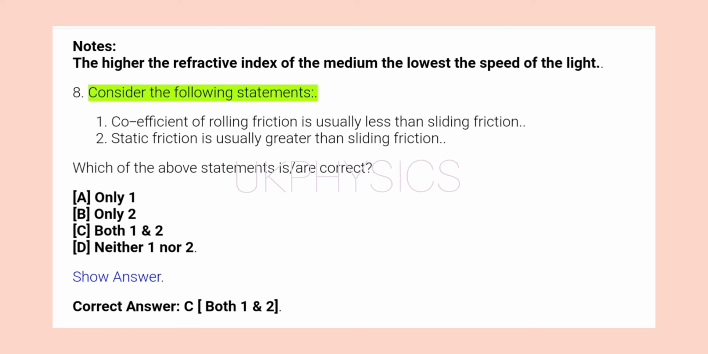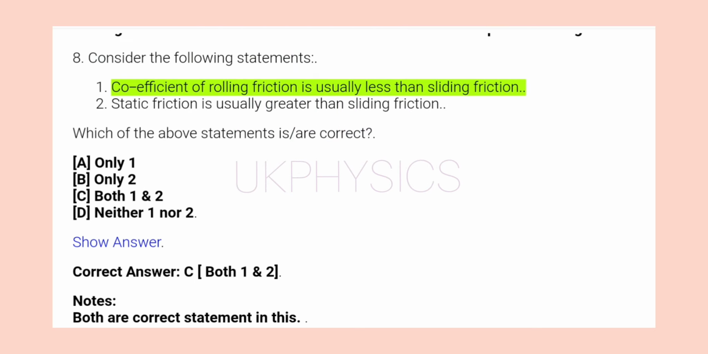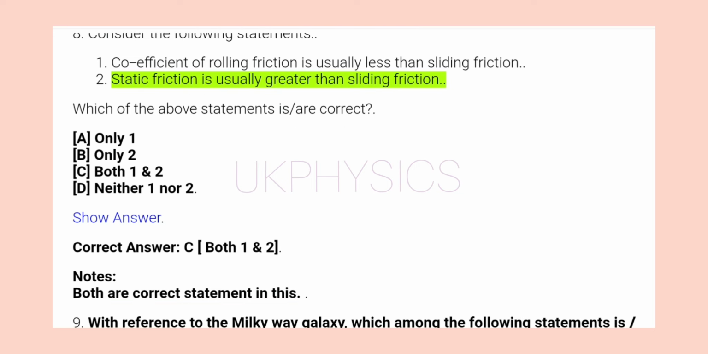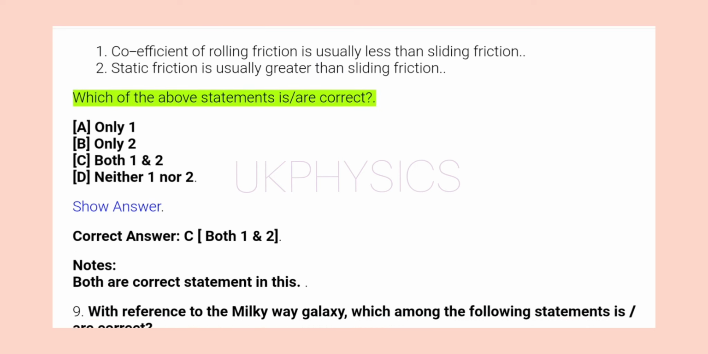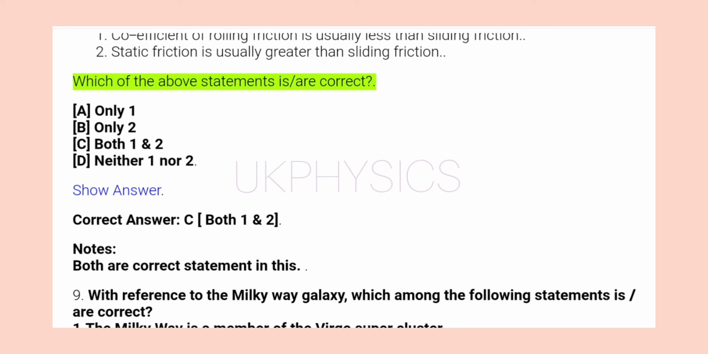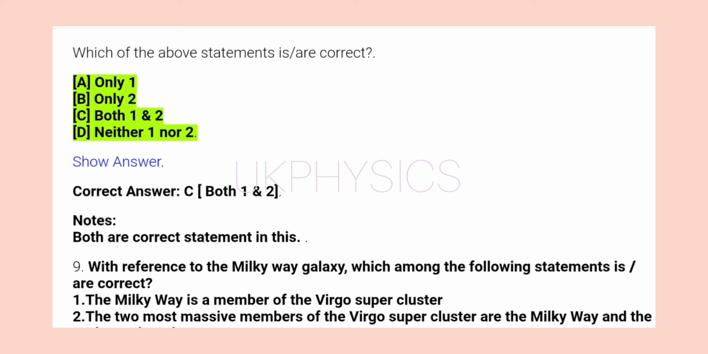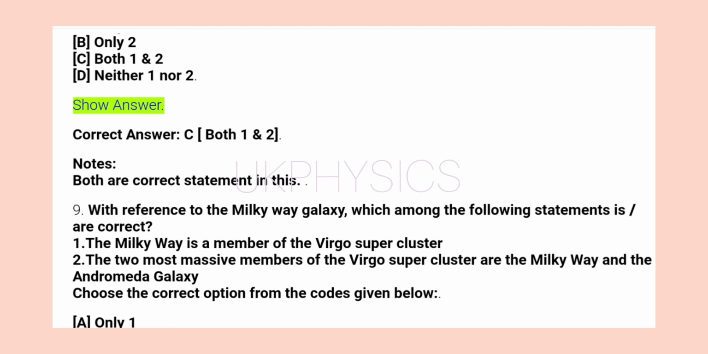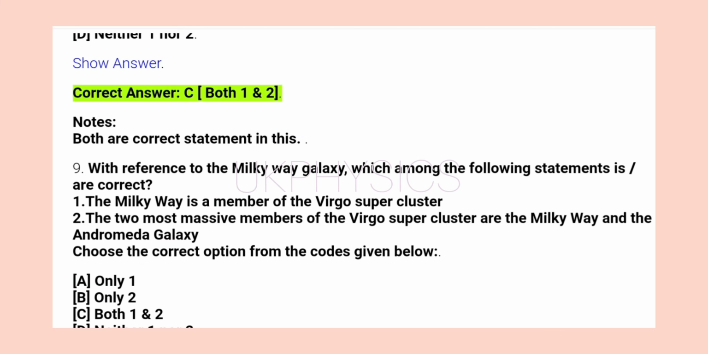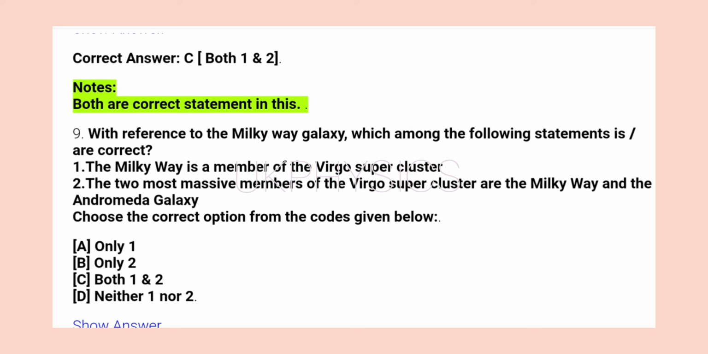8. Consider the following statements. 1. Coefficient of rolling friction is usually less than sliding friction. 2. Static friction is usually greater than sliding friction. Which of the above statements are correct? A. Only 1, B. Only 2, C. Both 1 and 2, D. Neither 1 nor 2. Show answer. Correct answer, C. Both 1 and 2. Notes: both are correct statements.